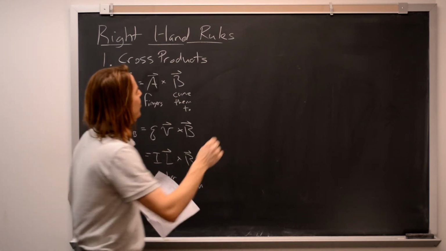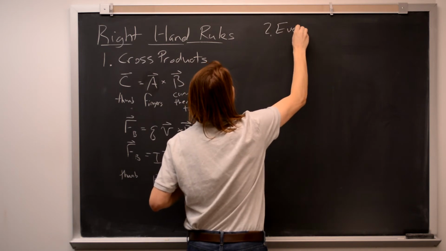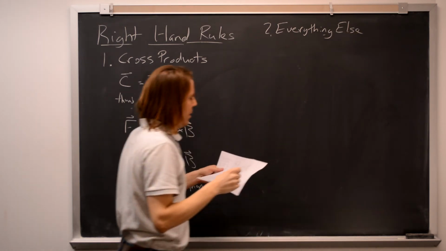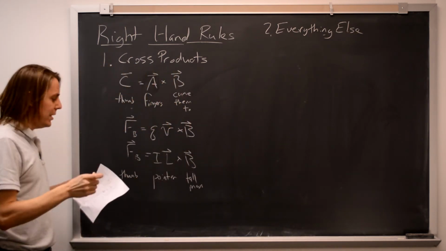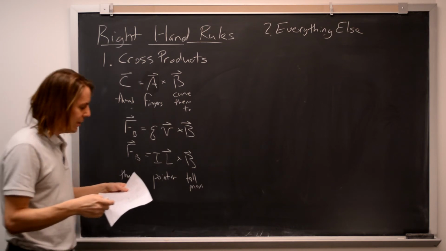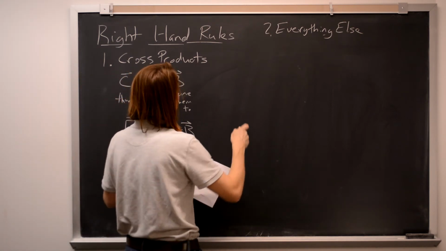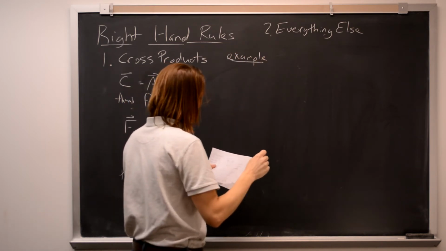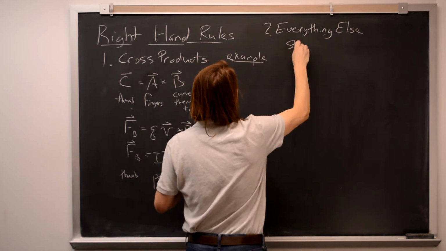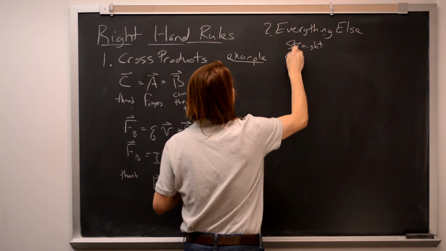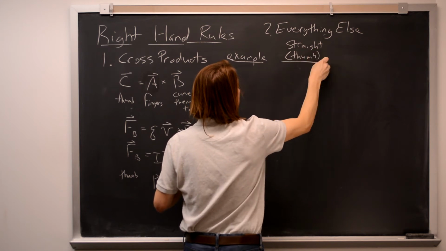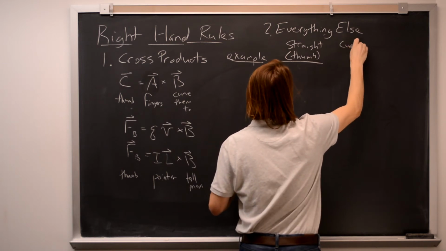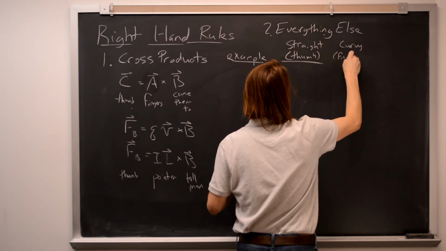But then, part 2 is everything else. So what I've said is anytime one thing is straight and one thing is curving, you can apply the right-hand rule. So let's look at it this way. So here is the example. I think I have 11. And then here is the straight part, which you do with your thumb. And then here is the curvy part, which you do with your fingers.